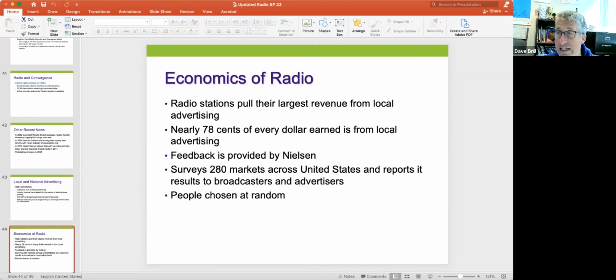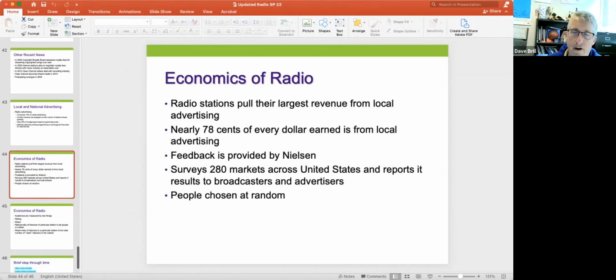Feedback, by the way. How many people are listening to a given radio station, to a given program? That is provided by the Nielsen company, which also does television, by the way. That's certainly how they measure. Nielsen surveys 280 markets across the United States and reports its results to broadcasters and advertisers. Generally speaking, the larger your audience, the more you can charge for advertising, and the more profitable you can become. Look at a radio station like Kiss FM here in Los Angeles. It's a station that everybody can hear all over LA, so advertising on Kiss FM costs significantly more than, for example, KHTS Radio, which is a tiny little AM radio station right here in Santa Clarita. But the bottom line is people are chosen at random. My wife most recently got, I think, $5 or $10 for filling out a log sheet. I think it's interesting.